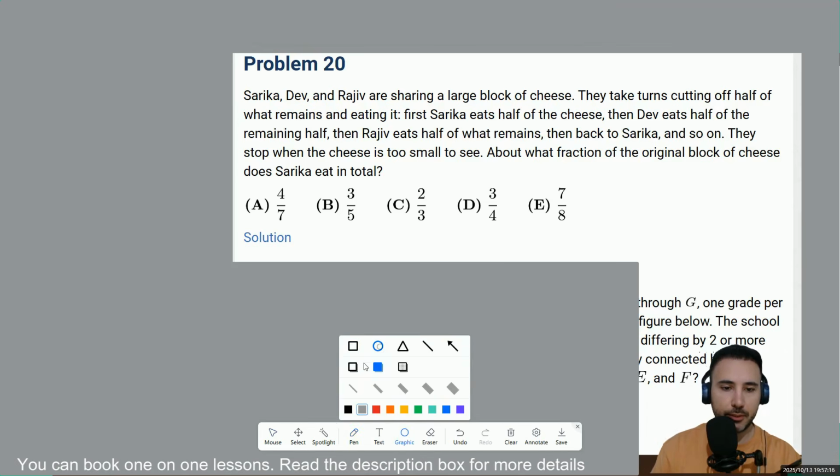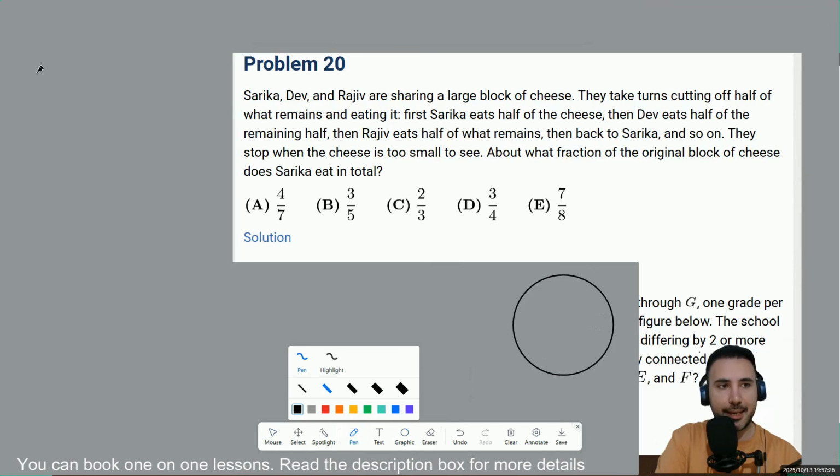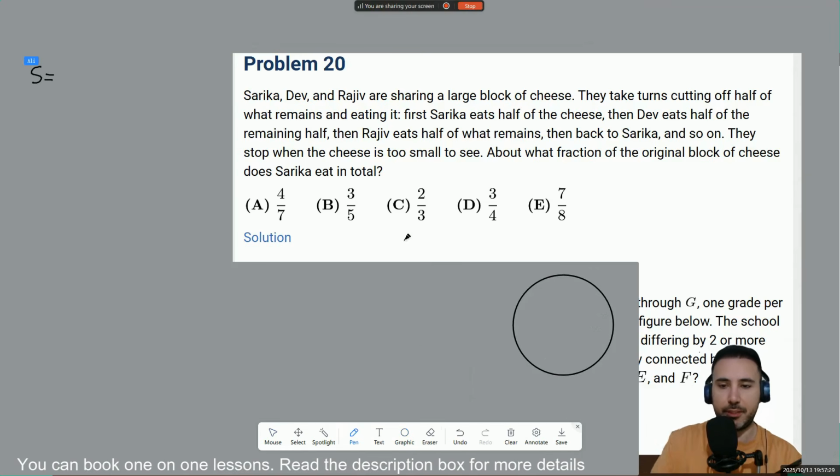So let's also make it easier by visualization. Let's draw the cake or the block of cheese. It doesn't matter which one it is. And S would eat 1/2 of it, right? So 1/2 of it will be eaten by S, and then after that, it's time for Dev to eat. 1/2 is left, so Dev will eat this part. So it's 1/4. And then it's time for R to eat.